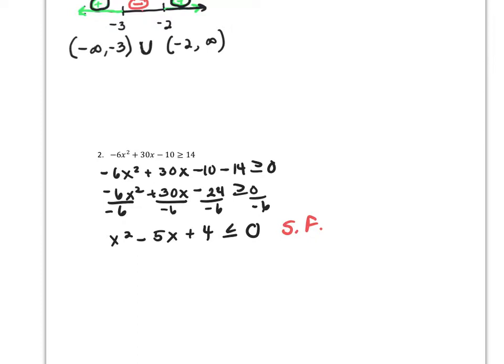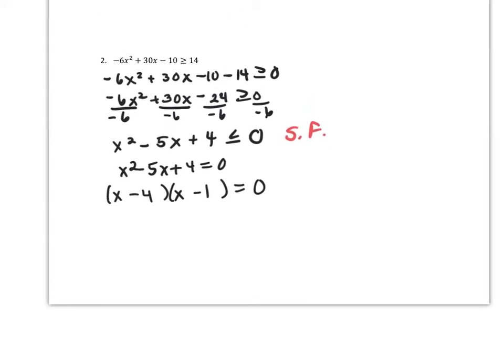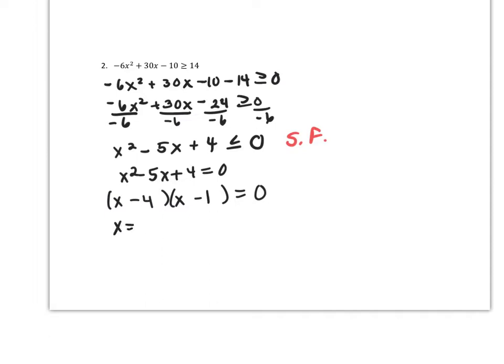Now, to find my critical numbers, I set x squared minus 5x plus 4 equal to 0, and I lucked up because that will factor. But if it didn't, you'd have to use the quadratic formula. And that's going to be a -4 and a -1. So my critical numbers are x equals 4 and x equals 1.